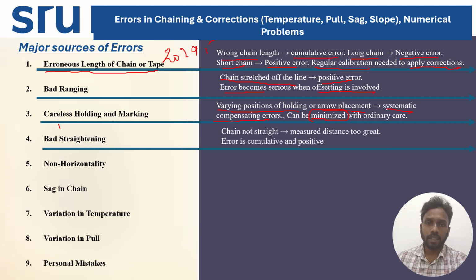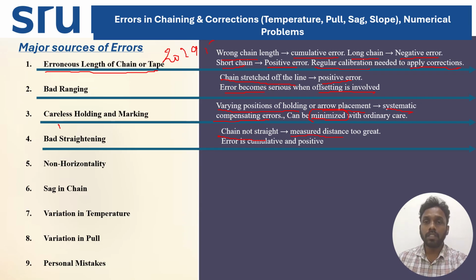Next one, bad straightening. Okay. If a chain is not straight, there is a bend on your chain, a breakage, and deviations or bends on your links, that leads to erroneous measurement. The measurement you are doing with that damaged chain will not be an accurate measurement for your requirement. Okay.